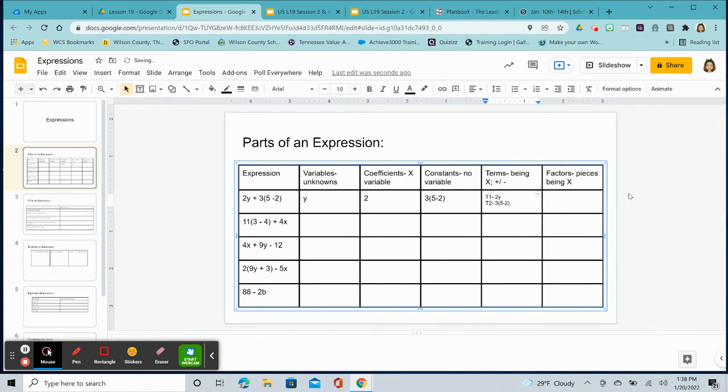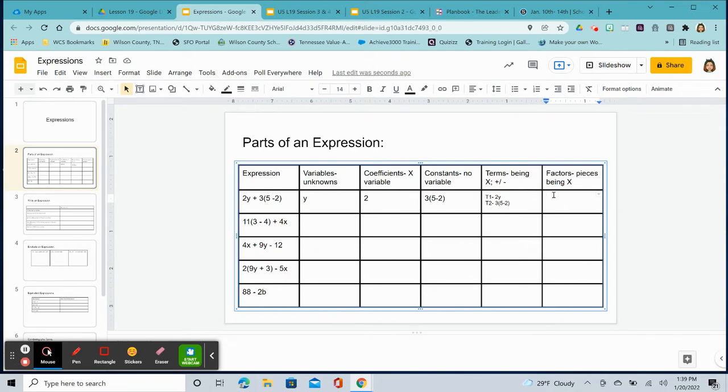Now, the reason why that is a term to itself is because this 3 is being multiplied by the 5 minus 2. Now, if you wanted to, you could go ahead and simplify this expression before you start identifying variables, coefficients, constants, terms, and factors. However, at this point in the year, we had not discussed how to simplify an expression yet. So in this case, you would need to know that this is a term because it is actually a product. It's the product of 3 and the difference. All right.